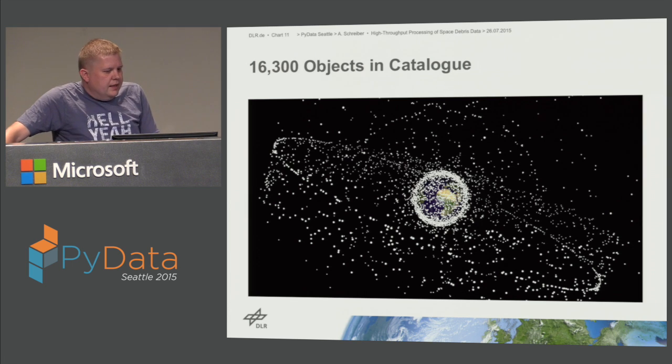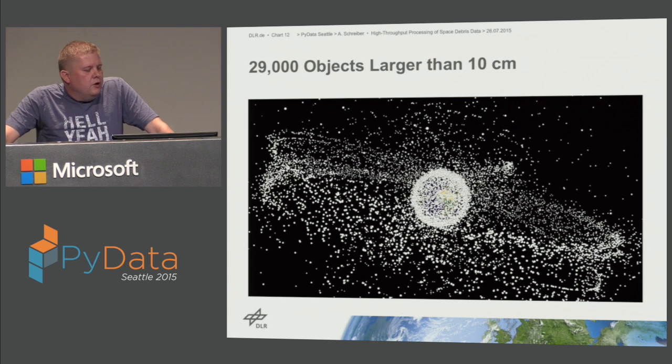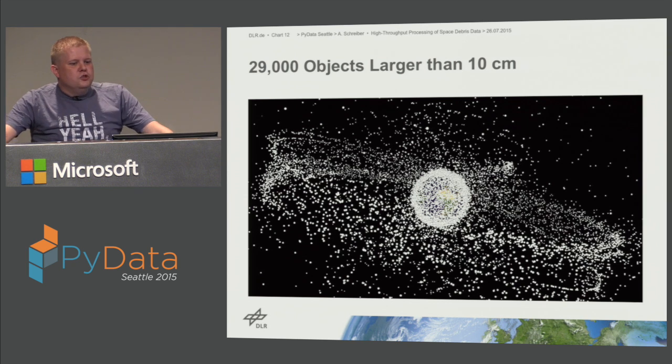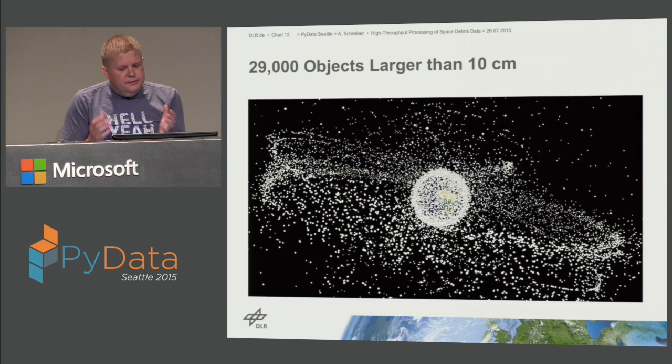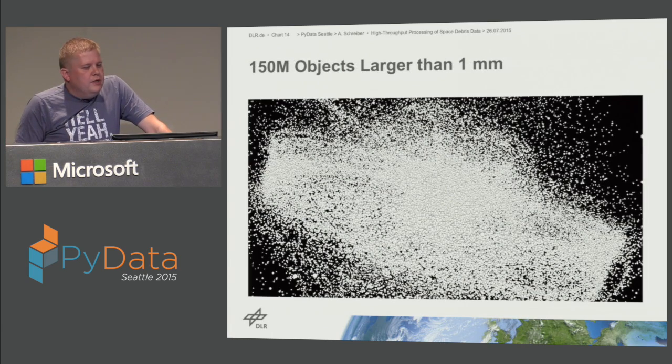Well, current catalogs have about 16,000 objects from a size larger than 30 centimeters or so. But actually in space there are much smaller objects. There are at least about 30,000 objects which are larger than 10 centimeters, and there are 750,000 objects larger than 1 centimeter, these small objects. And there are 150 million objects which are larger than 1 millimeter, and probably many, many more objects smaller than 1 millimeter.